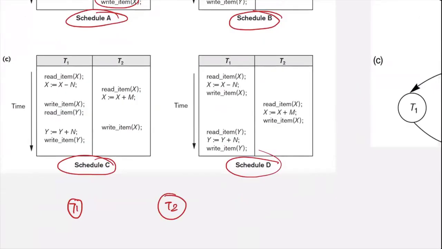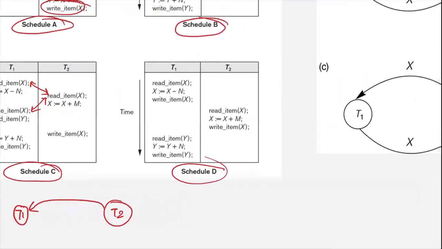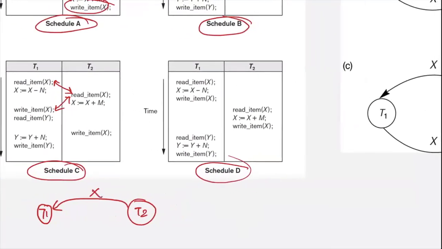So here, if you look at these two operations, these are non-conflicting. One must be a read, one must be a write, so these are non-conflicting. No problem. Now here, T2 does a read before T1 does a write. So I will have an edge from T2 to T1. I'll label it as X.